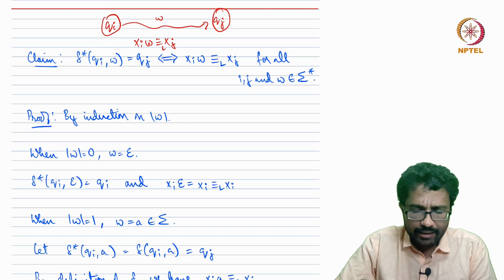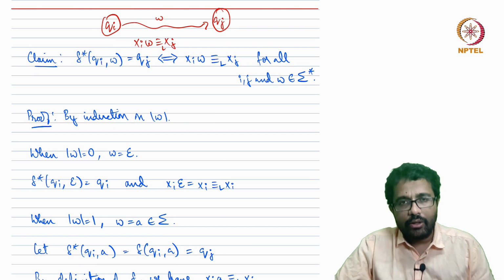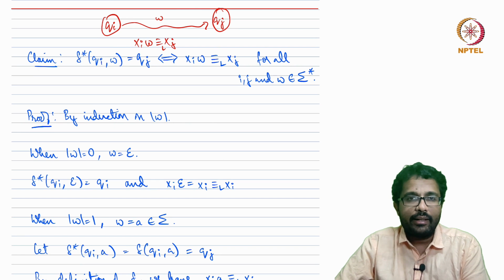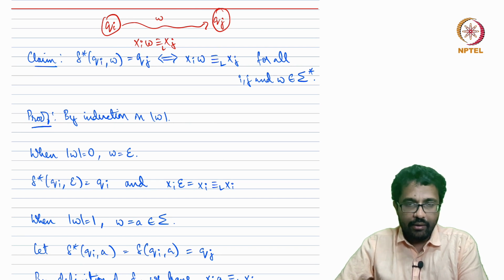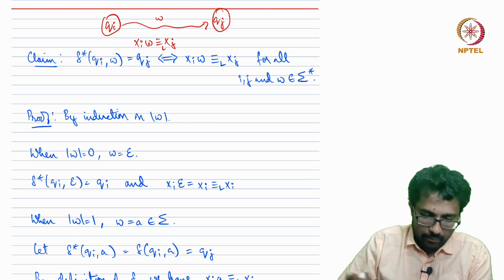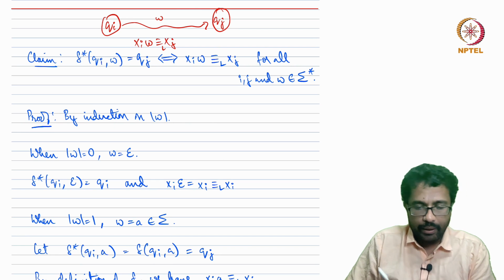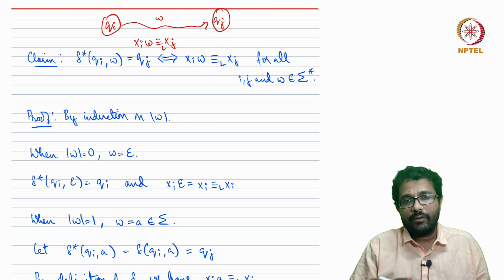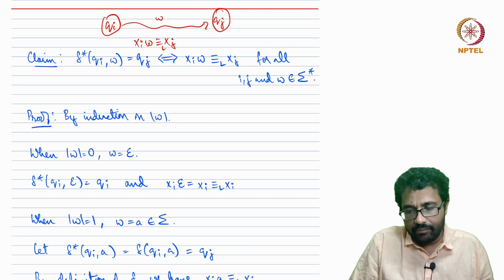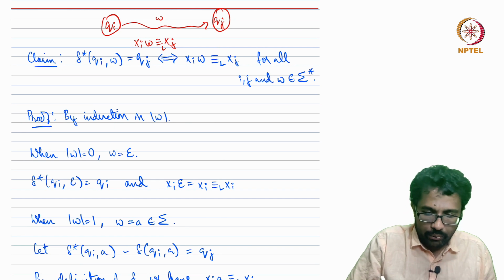So the base cases are simple. I'll do two base cases, 0 and 1. The induction is on the length of W. The first base case is when the length of W is 0. There is only one string of length 0, which is the empty string. So what is delta star of Qi, empty string? Meaning, where does the empty string take the DFA from Qi? It takes it to itself. And trivially, Xi epsilon is equal to Xi. This is what we have to show.